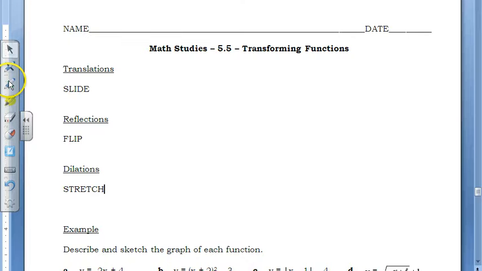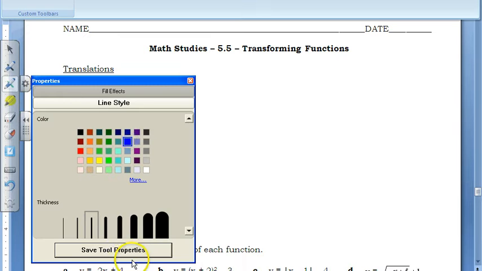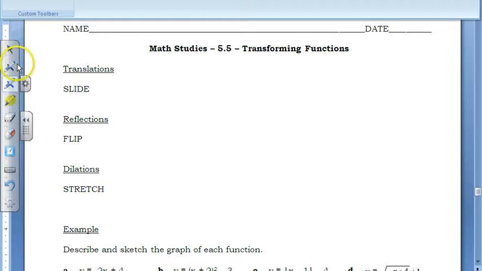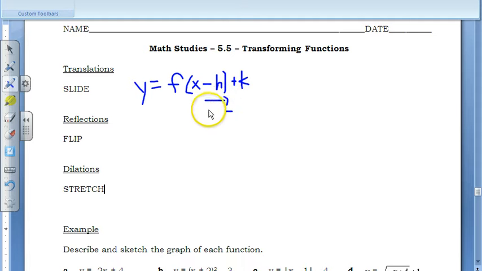So, for any function, if you want to slide it left or right, you can subtract or add a value to x inside parentheses. If you want to slide up and down, you can add or subtract a value outside the parentheses. And so subtracting makes your graph go to the right, and adding makes your graph go to the left.